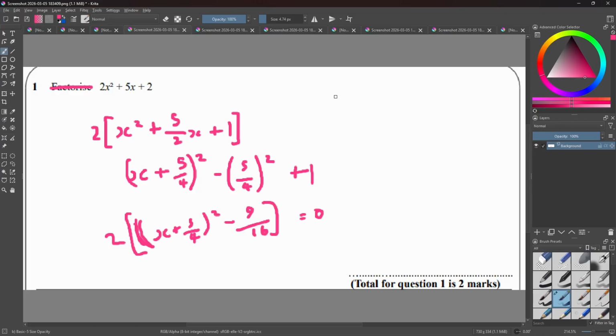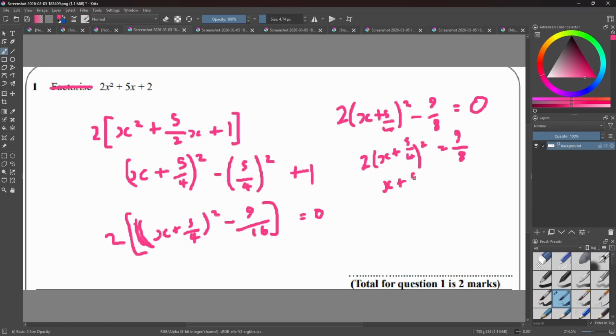So with that, we can have 2 times x plus 5 over 4 squared minus 9 over 8 equals 0. So then we can add our 9 over 8, 2 x plus 5 over 4 squared equals 9 over 8. Divide by 2 again, we get x plus 5 over 4 squared equals 9 over 16.